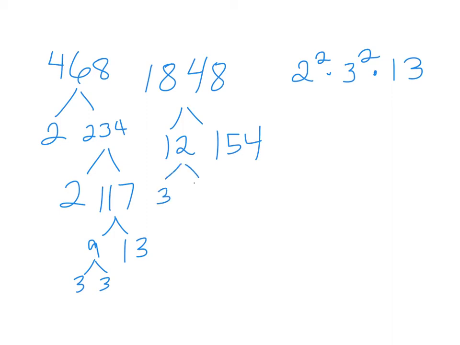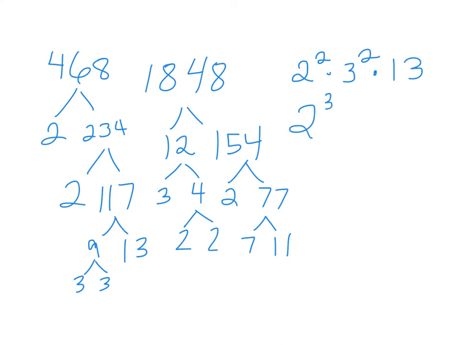12 can be broken up into 3 times 4, and 4 can be broken up into 2 times 2. And 154 can be broken up into 2 times 77, and 77 can be broken up into 7 times 11. So here, for this factorization, I have 2 cubed times 3 times 7 times 11. Now, the only two factors that are in common are 2 and 3.